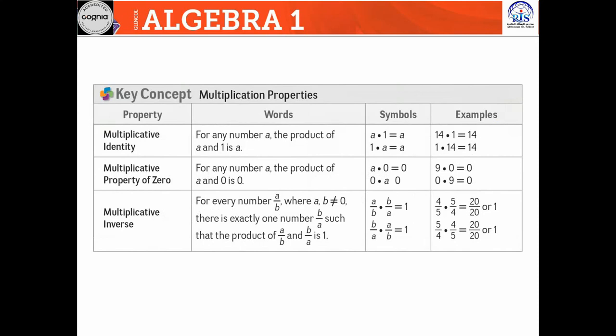If you multiply the number and its multiplicative inverse, the answer will always be the identity, which is 1. 2 times half equals 1. 3 times 1 over 3 equals 1. 5 times 1 over 5 equals 1, and so on.